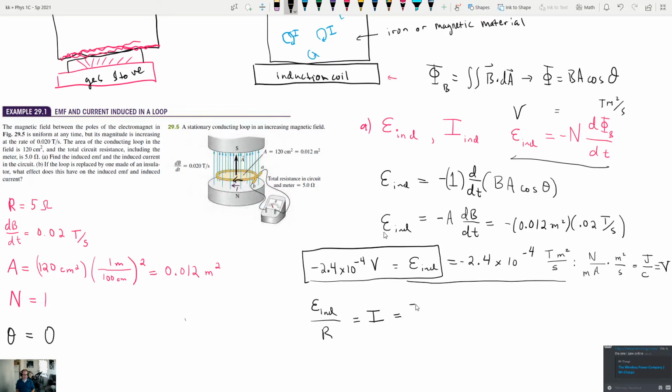So we just take negative 2.4 times 10 to the minus 4 volts and divide by the resistance, which was 5 ohms. So this is like multiplying by 10 and dividing by 2. So it's going to be like 24 divided by 2 is 12. 12 times 10 to the negative 4 is 1.2 times 10 to the negative 3, I think. So it's going to be something like 1.2 milliamps. Is that what it is?